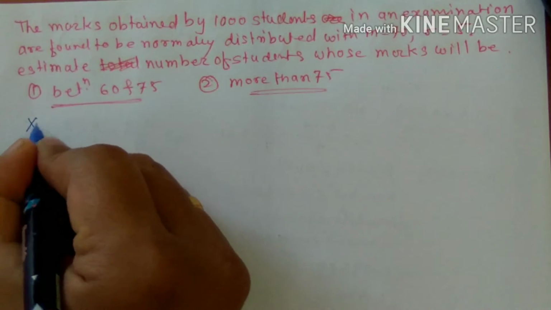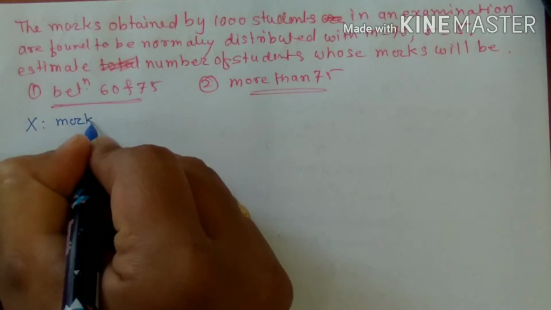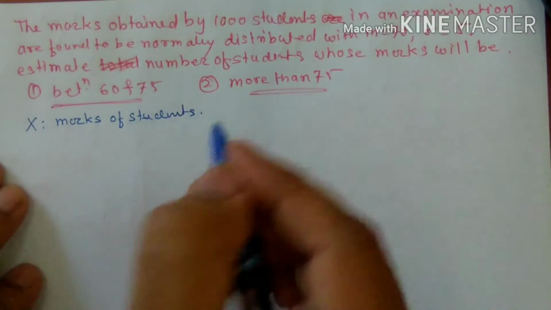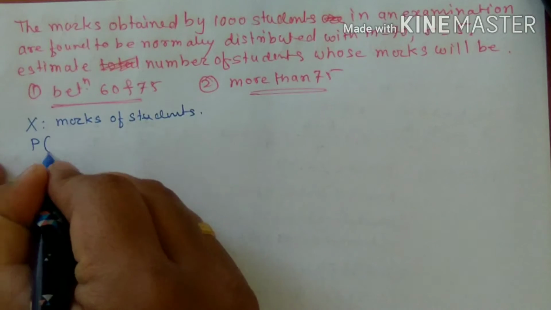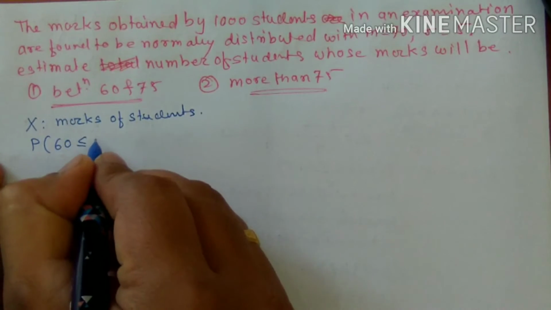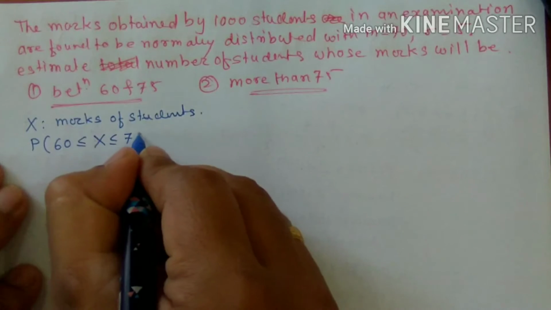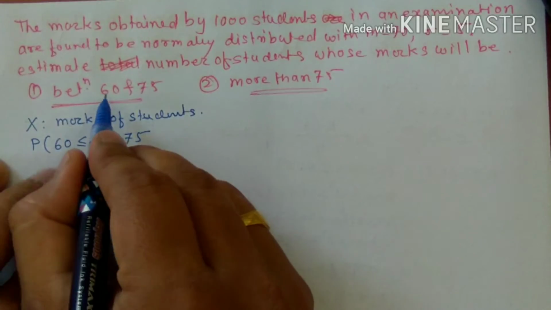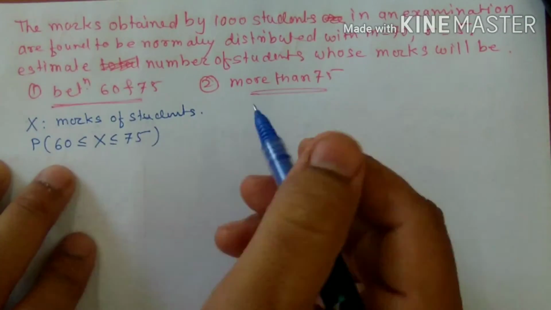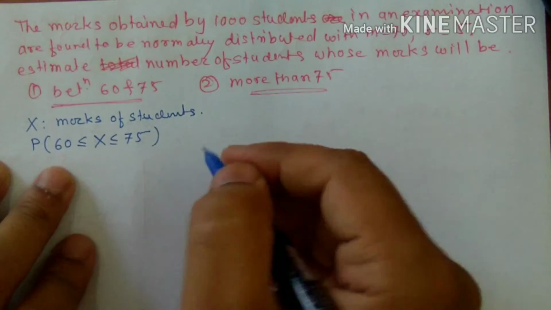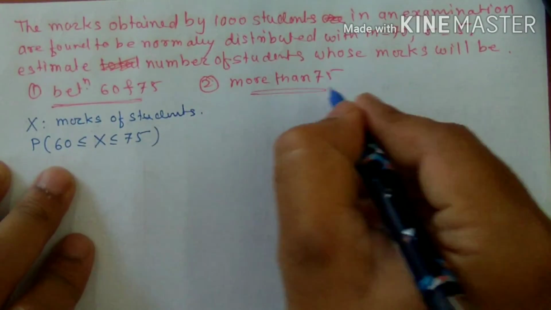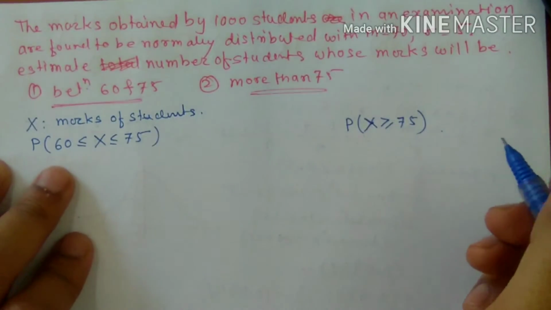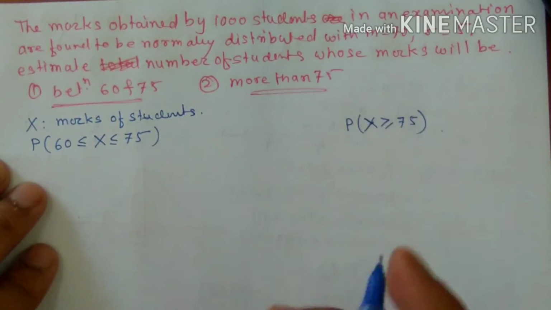See, X is your normal variate which gives the marks of students. In the first part we have to calculate the probability of 60 less than or equal to X less than or equal to 75, between 60 and 75 including both. Actually there is not much difference while calculating. And for more than 75, that means we have to calculate P of X greater than or equal to 75, and estimate the number of students. That part you will see afterward.